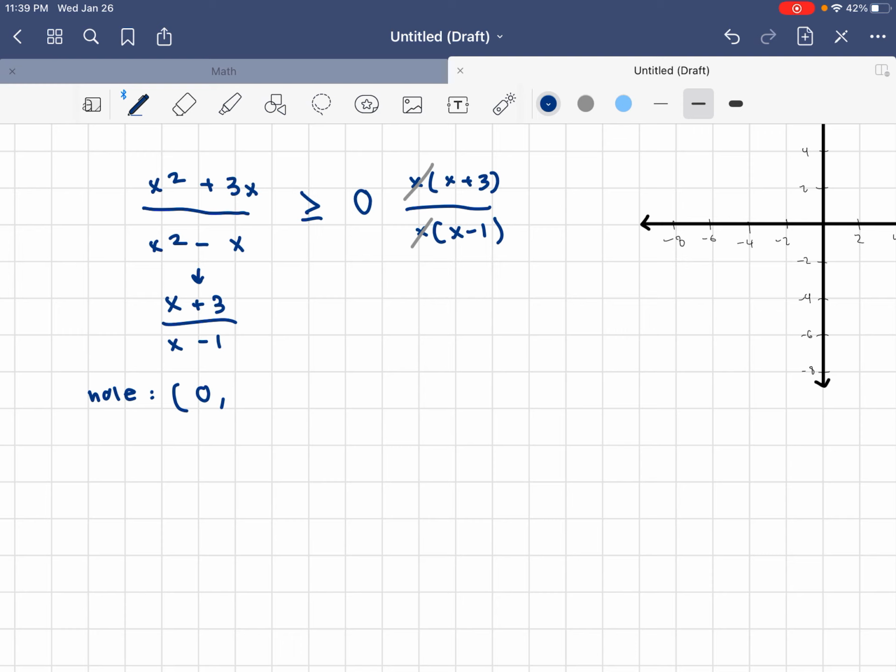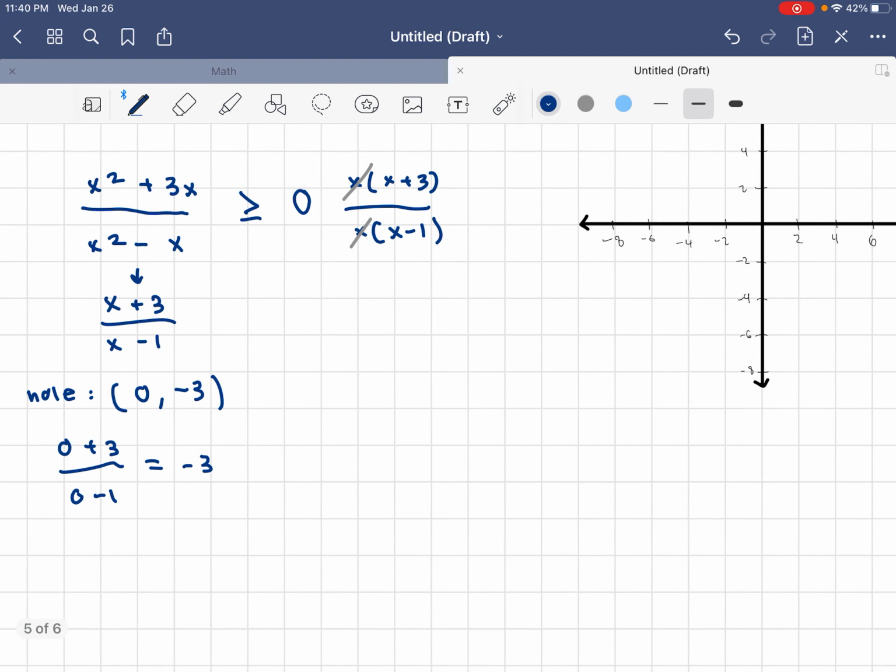Now that we have the x coordinate of our hole, we need to find the y coordinate. To do that, we're going to plug our x, which in this case is 0, into our function. When we do that, we get -3. So -3 is the y coordinate of this. This is our excluded value. So (0, -3), we can put a circle on our graph here, and that shows that that is not included in our solution set.